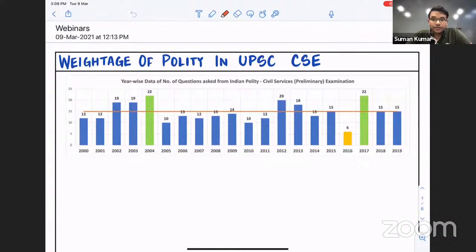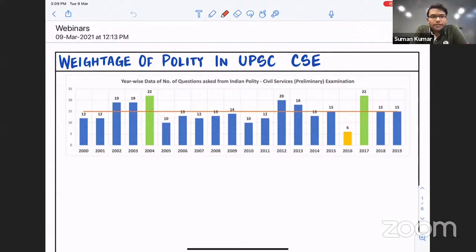First things first, we'll make this session bilingual in nature, so we'll have Hindi as well as English. If anybody is not able to understand whatever I say in one certain language, please revert with a question or raise your hand. We'll get back to you, and we'll have an informative session regarding how to go about preparing for polity in the UPSC civil services examination.